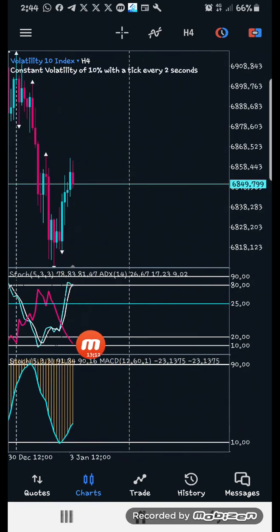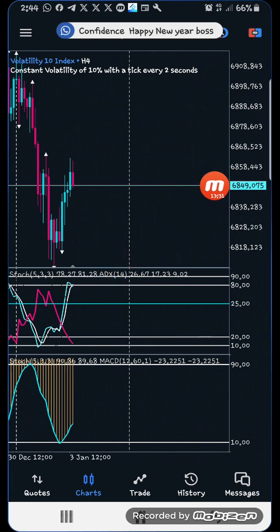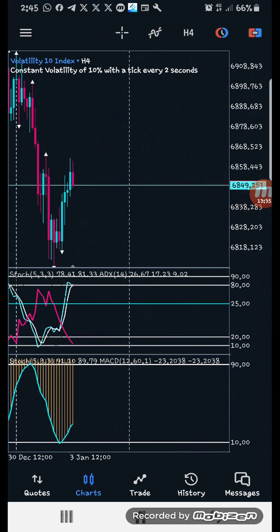That's one. Secondly, again, now come back to the MACD. You see the MACD has gotten to oversold level, which is 10, and the MACD has made a turn, and the MACD signal line is also pointing upward. You know that this is a potential bullish trend at that point.